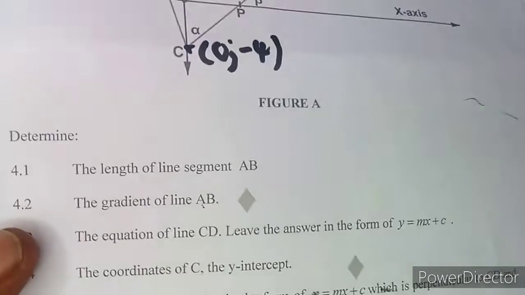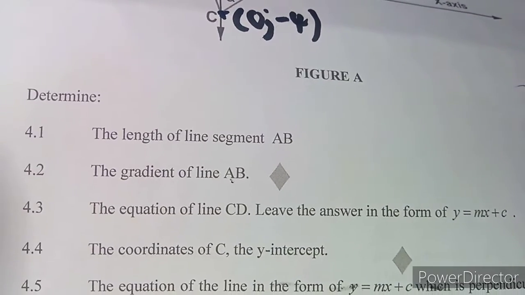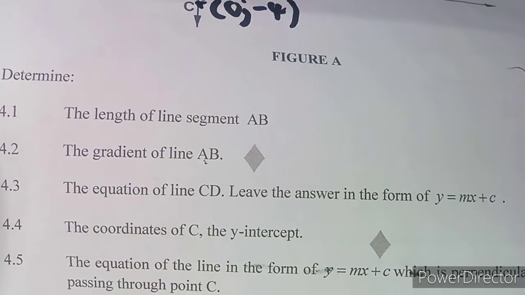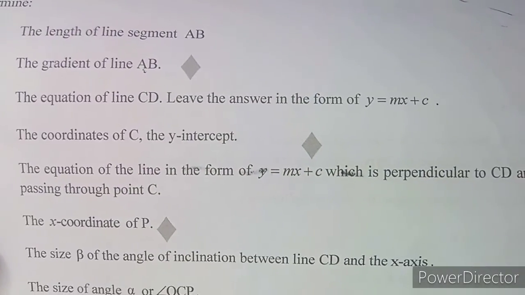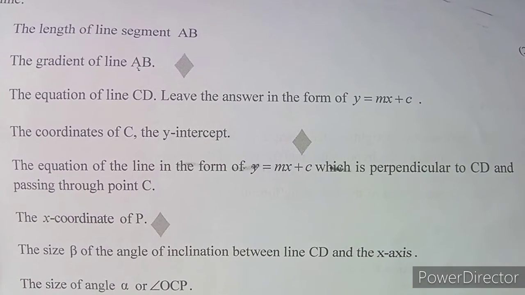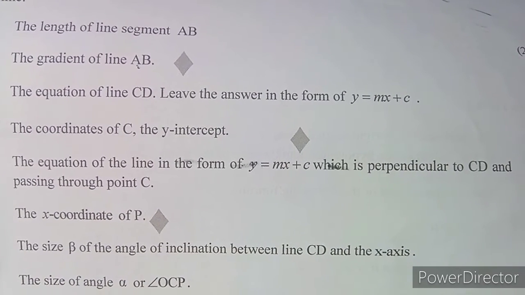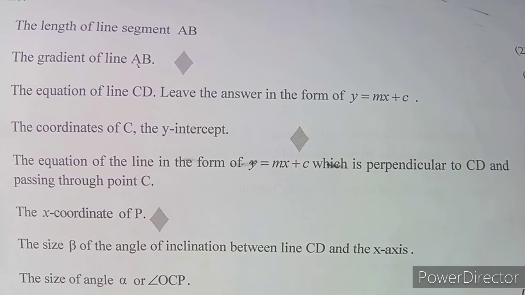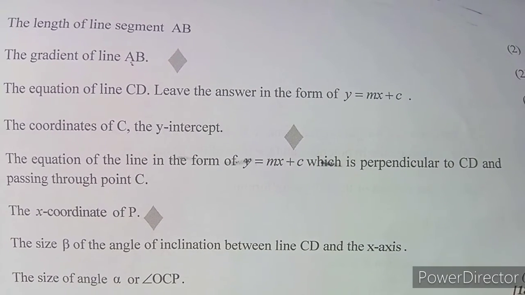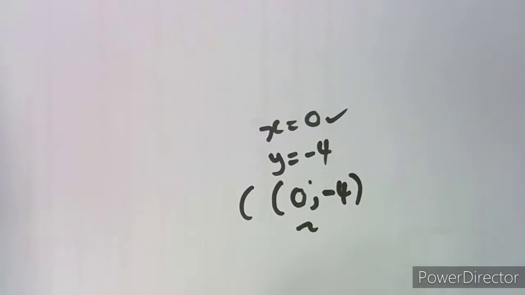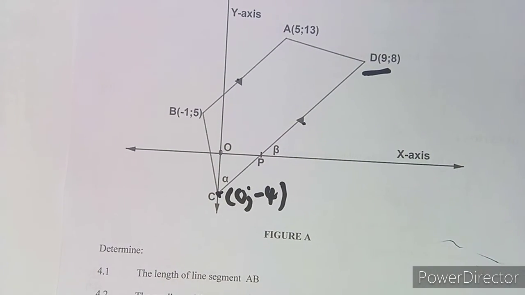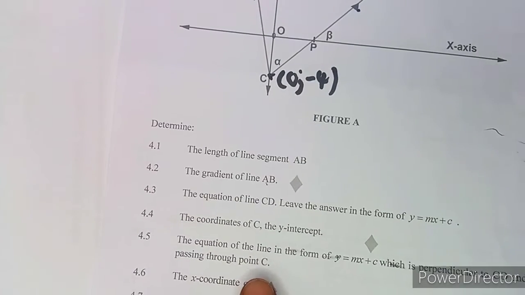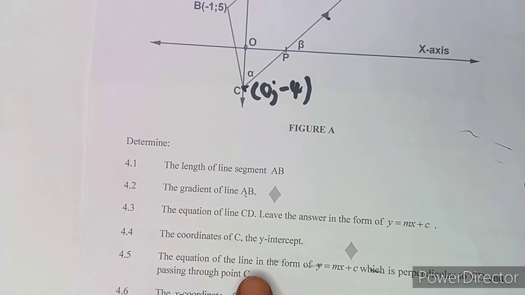Okay. The equation of the line in the form of y is equal to mx plus c, which is perpendicular to CD. Okay, let me just try to adjust once. So we are asked to find the equation of the line in the form of y is equal to mx plus c, which is perpendicular to CD and passing through the point C, and we have 3 marks for that. Take note that this equation that you want to calculate is perpendicular to CD. This is the line CD. Perpendicular to CD like that, it passes through the point C. That is the part which is important, that it has to pass through the point C.